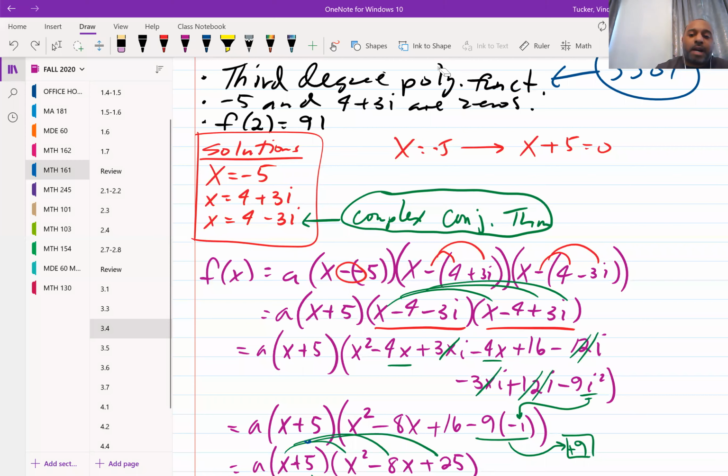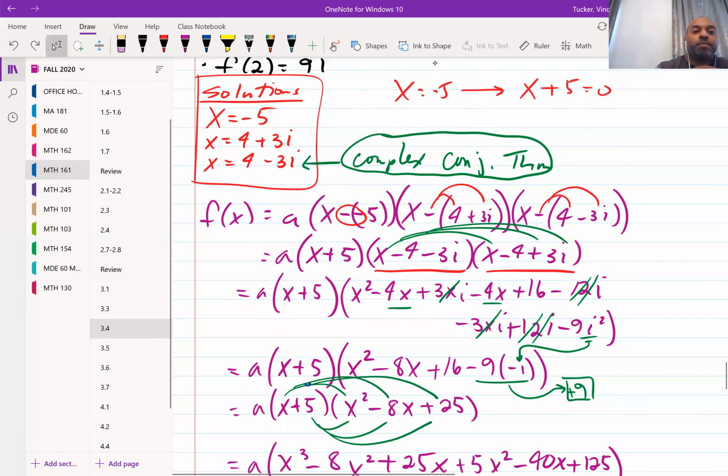So the 3xi and the negative 3xi will cancel. 12i and the negative 12i will cancel. And then also negative 4x and negative 4x will come together to give us negative 8x.